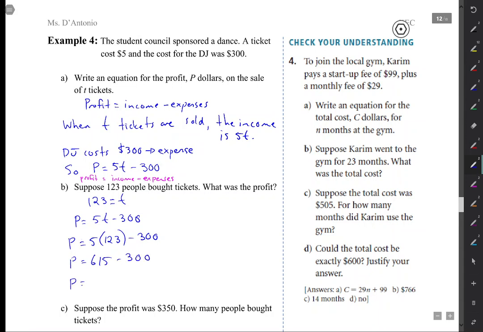So the total profit is going to be $315. So let's write a concluding sentence. The profit was $315.